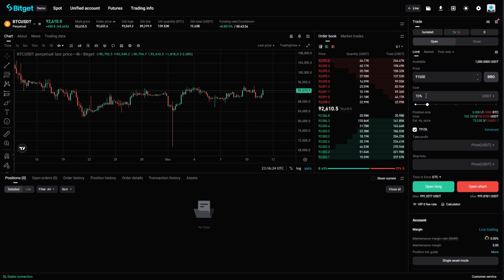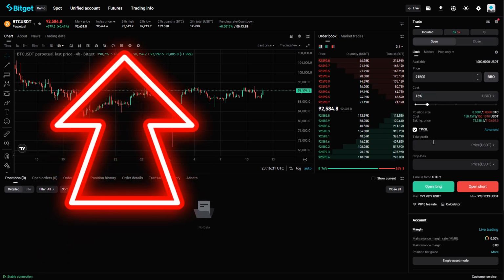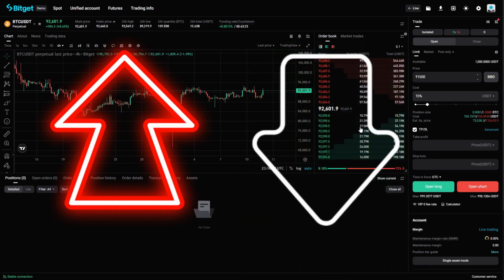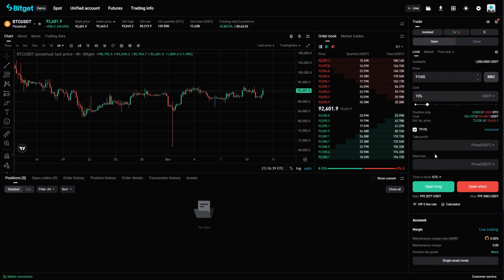Now, here is where things work a little differently when you are shorting. Your stop loss goes above your entry price because you lose money if price goes up. Your take profit goes below your entry price because you make money if price goes down. So for example, if you short Bitcoin at $91,500, you might set stop loss at $93,500, a little above your entry to protect you. Take profit at $88,500, your expected drop target. Once your short is open, you can manage it just like a long position. You can adjust your stop loss and take profit, add to your position, or close it manually at any time.